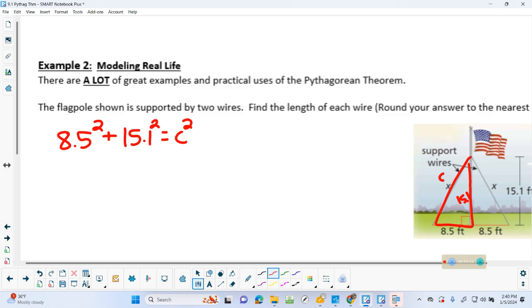All right, what do you got? 17 point... Jordan, say it. You got it. I'm going to round it to the tenth. I'm going to put 17.3. And I guess I should get fancy and label it since it's a word problem. I'm going to put feet.